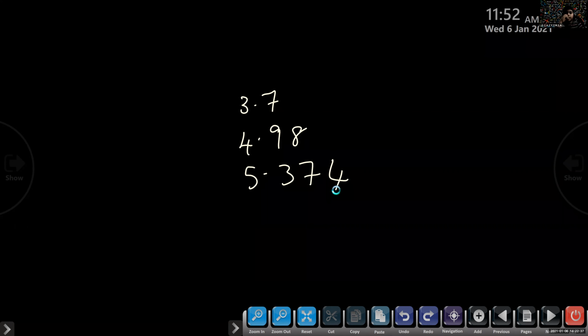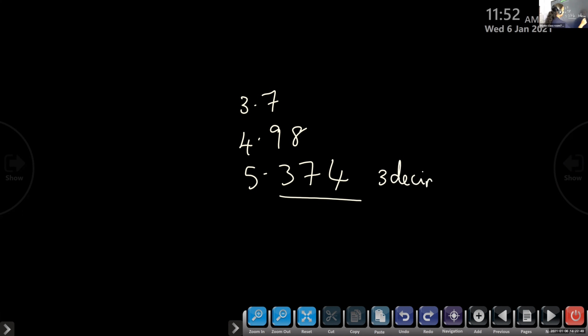The last one. Ma'am, 5.374. Here, how many decimal places? 3 places. We have 3 decimal places. So first, in the first step, we will check which number has more decimal places. Here we have 3, here we have 2, here we have 1. But now, next step, what did I tell you? We have to add zeros.